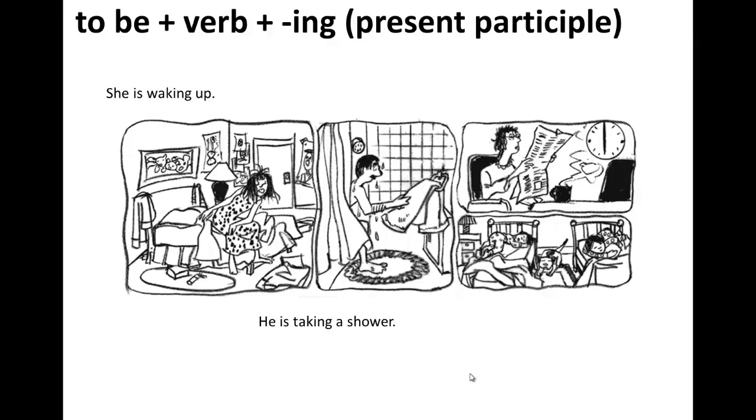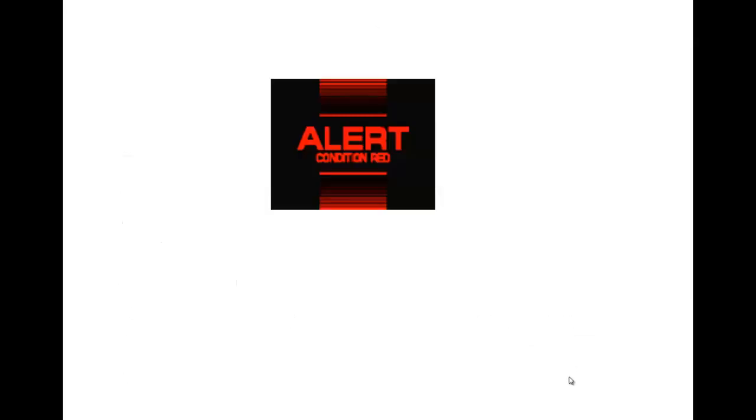Okay, so we can use this when we talk about things that are happening right now. Example, she is waking up, or he is taking a shower. Okay, we can also use it to talk about past events that were in progress, and instead of using the present be, we use the past. Example, at 6 a.m. she was reading the newspaper. The children were sleeping at 6 a.m. Okay, so these are the present continuous forms.